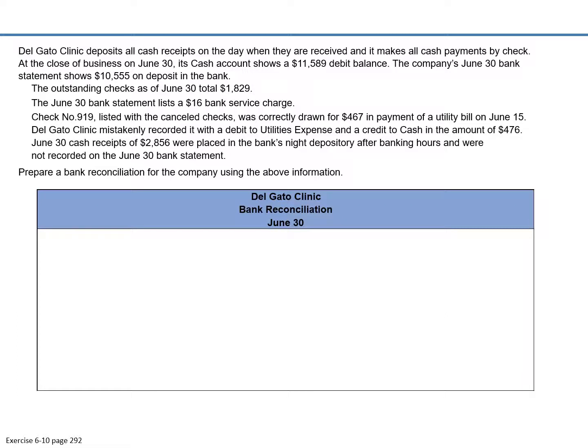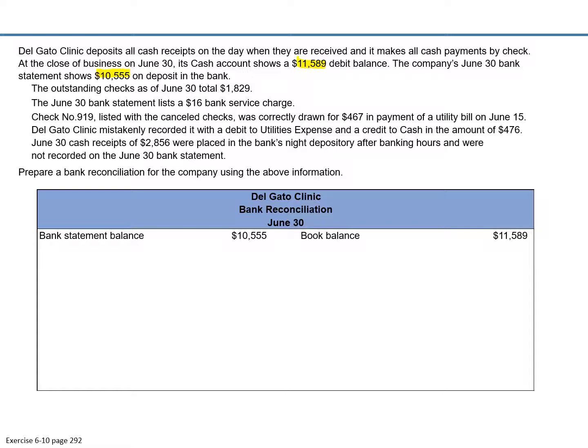All right, exercise 610. So in this example, they give us a bunch of information and they want us to prepare the bank reconciliation. So first we need our bank balances and our book balances, right? So bank balance, they tell us is 10,555. So we'll bring that down. Book balance, they tell us is 11,589. So we'll bring that down.